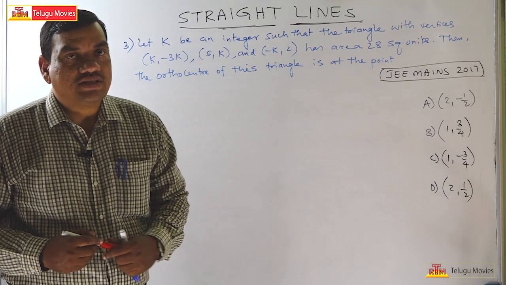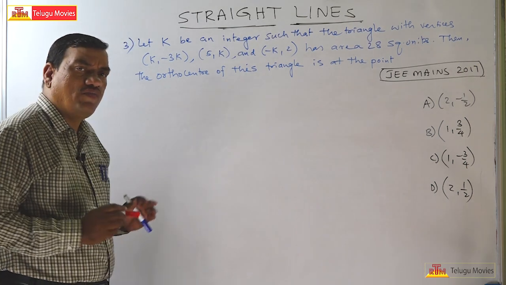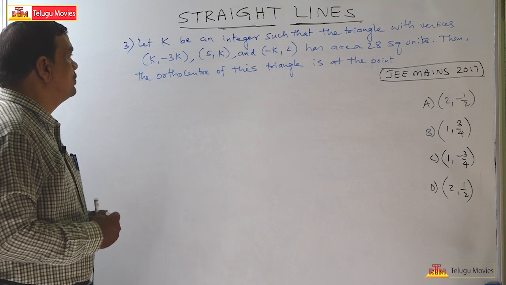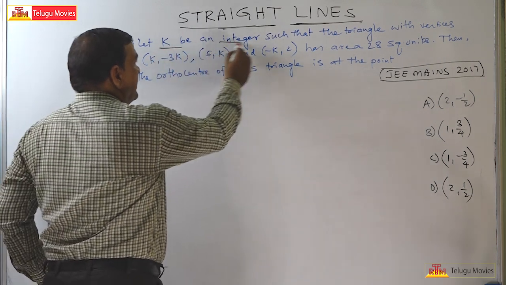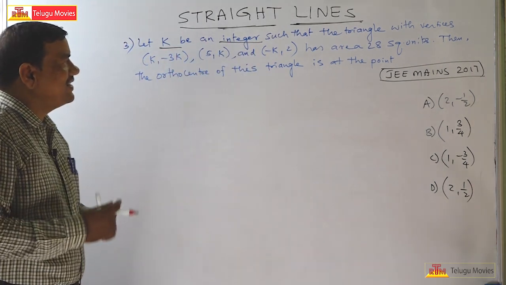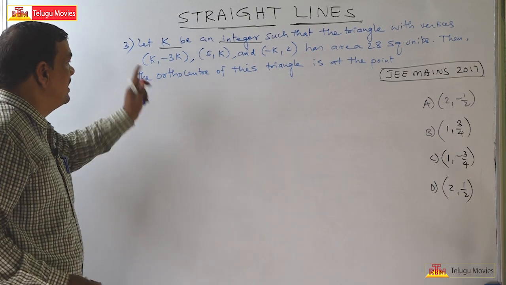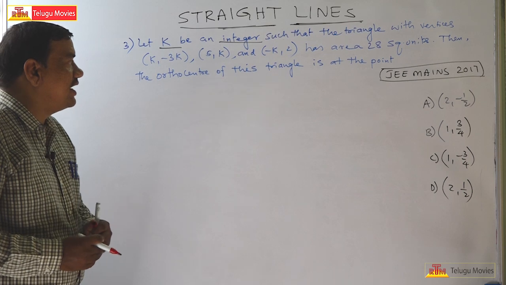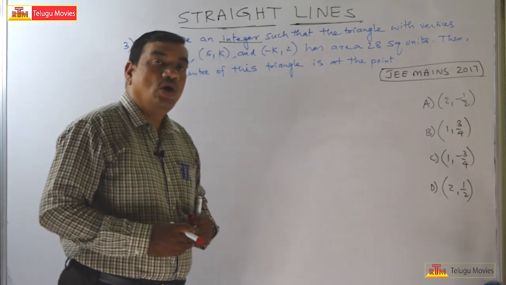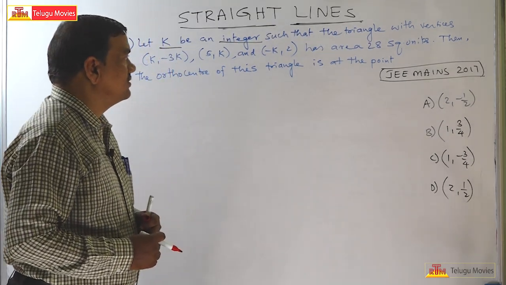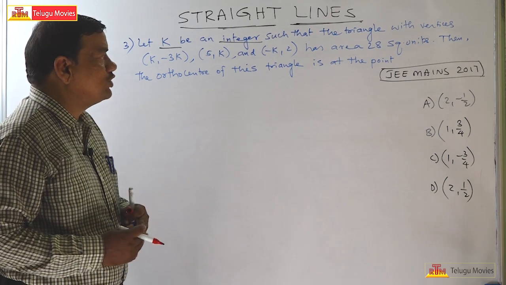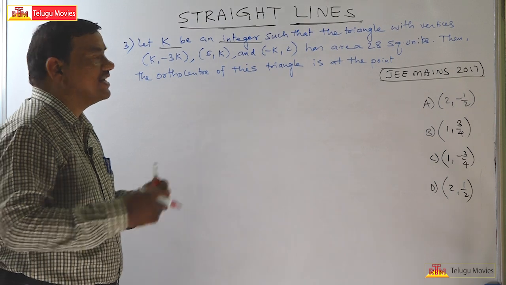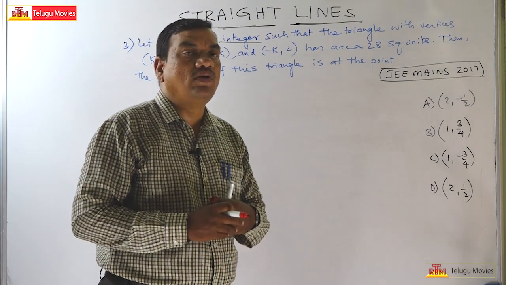Welcome to today's third problem. So this is also a very easy problem. Let k be an integer. So remember that. This is an integer such that the triangle with vertices k comma minus 3k, 5 comma k and minus k comma 2 has area 28 square units. The triangle with vertices, all these three, has 28 square units. Then the orthocenter of this triangle is at the point. So very easy problem this is.